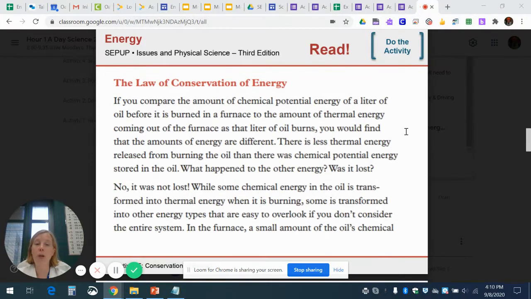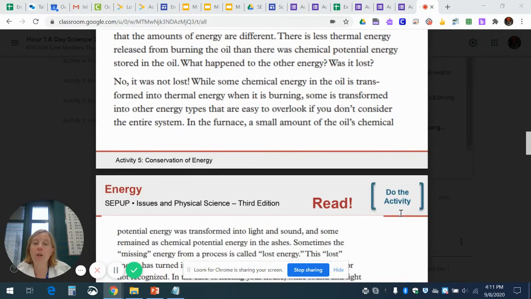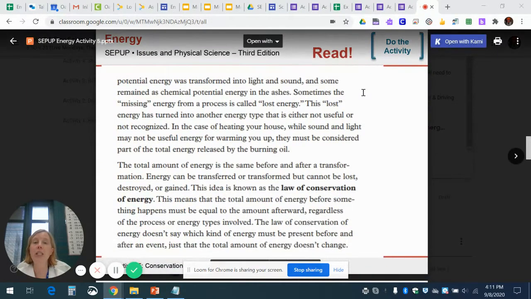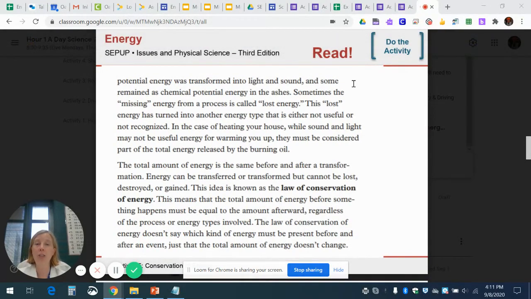While some chemical energy in the oil is transformed into thermal energy when it is burning, some is transformed into other energy types that are easy to overlook if you don't consider the entire system. In the furnace, a small amount of the oil's chemical potential energy was transformed into light and sound, and some remained as chemical potential energy in the ashes. Sometimes the missing energy from the process is called lost energy. This lost energy has turned into another energy type that is either not useful or not recognized. In the case of heating your house, while sound and light may not be useful energy for warming you up, they must be considered part of the total energy released by the burning oil.